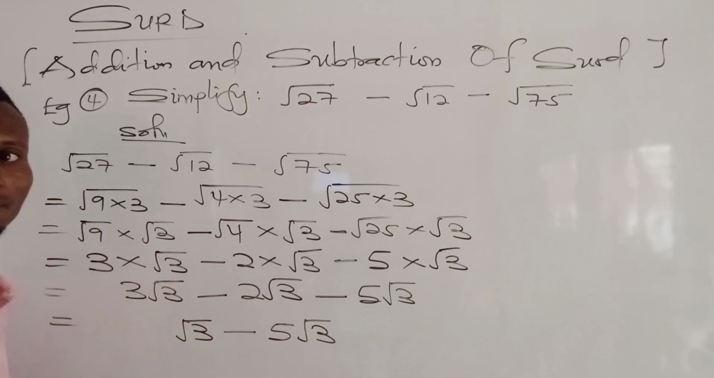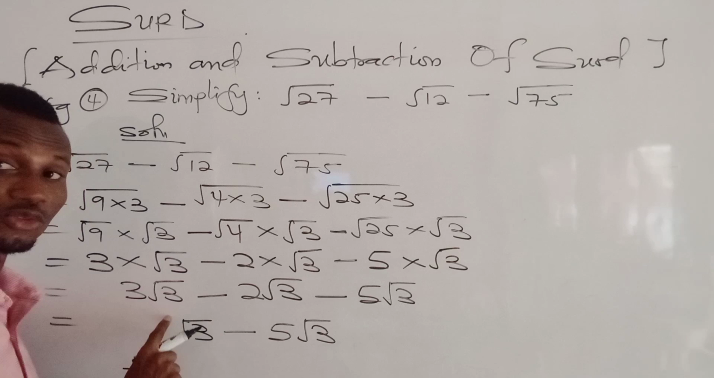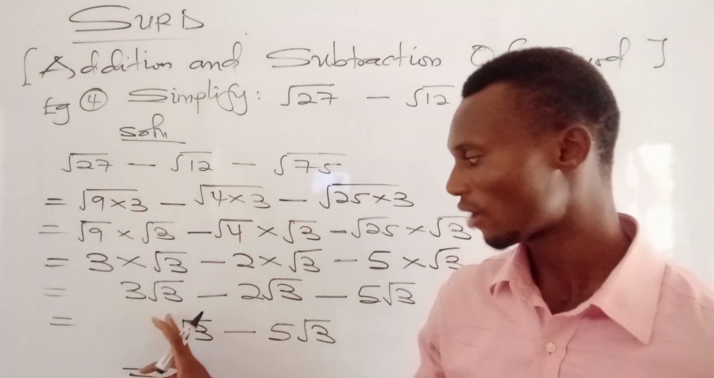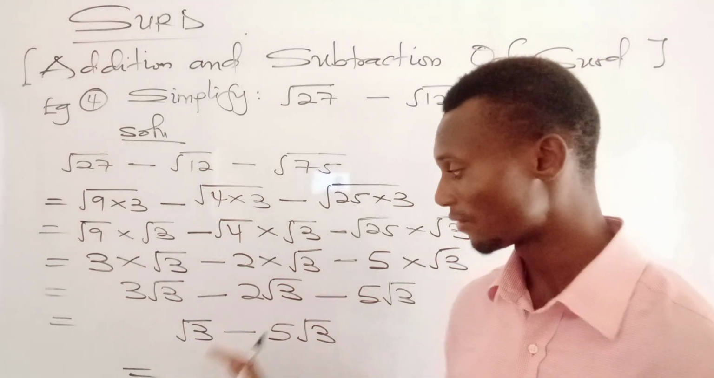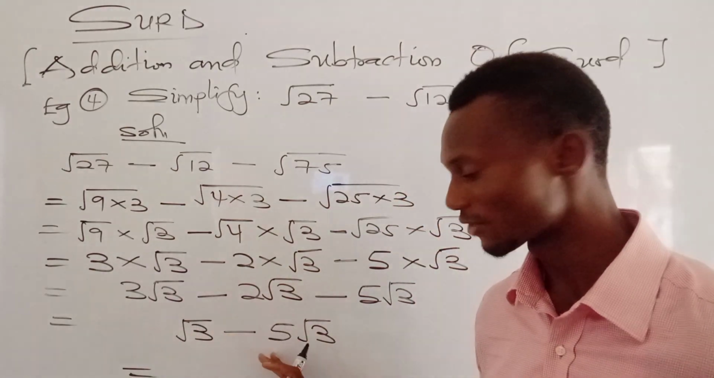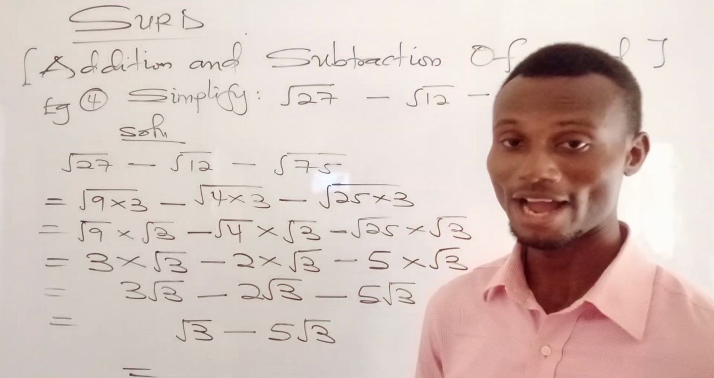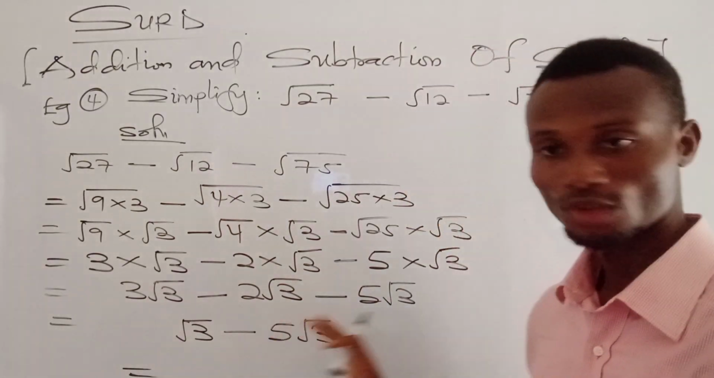So let's simplify further. Hope you are following. Root 3 minus 5 root 3. The coefficient of this root 3 is 1. Watch it very well. You know that we deal with the coefficient. Then we just pick one of the root 3 and attach it to it. So it's going to be 1 minus 5. 1 minus 5 gives negative 4. So I'm going to write negative 4 root 3.